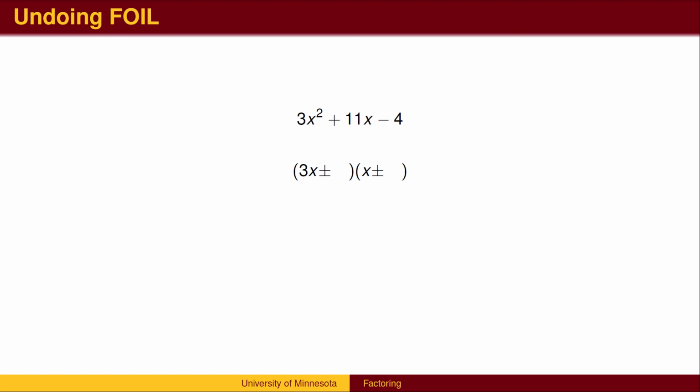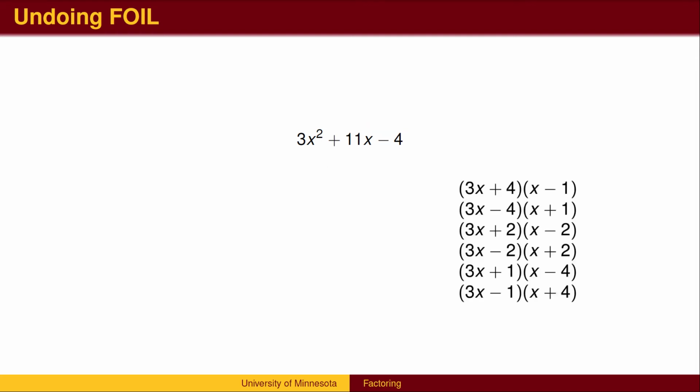Also, the last term was not 4, but instead was negative 4. So one of the two constants will be subtracted. But which one? Unfortunately, we need to try each possibility to find the correct one.